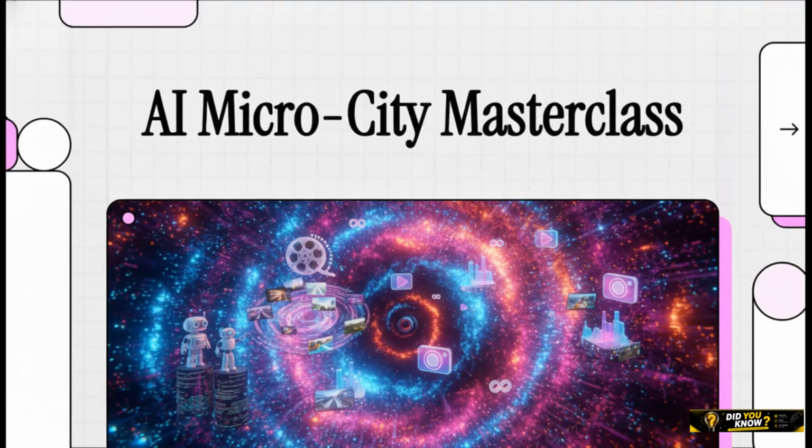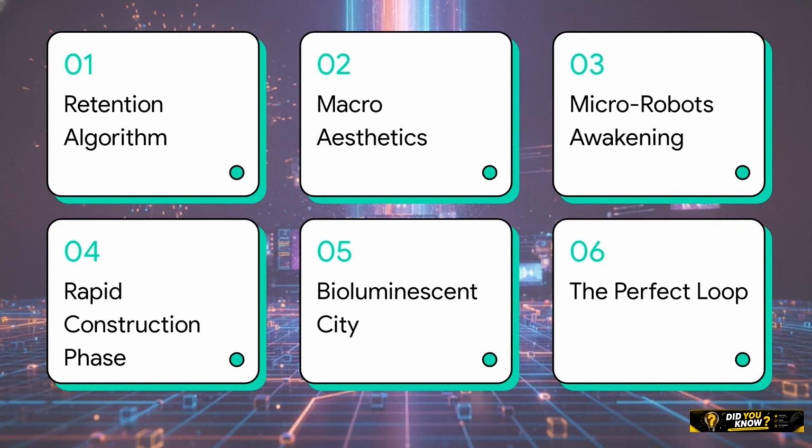Welcome to The Explainer. I am so incredibly excited you're here with us because we're unpacking a direct blueprint for crafting viral, ultra-realistic educational AI content. If you want to know how the absolute pros are using tools like Sora 2 and Runway Gen 3 Alpha to completely dominate short-form media, well, you're in exactly the right place. Here is our blueprint for today. We're covering 1, the shorts retention algorithm, 2, Pixar and macro aesthetics, 3, awakening the micro-robots, 4, the rapid construction phase, 5, a bioluminescent city celebration, and 6, designing the perfect loop. Let's get right into it.